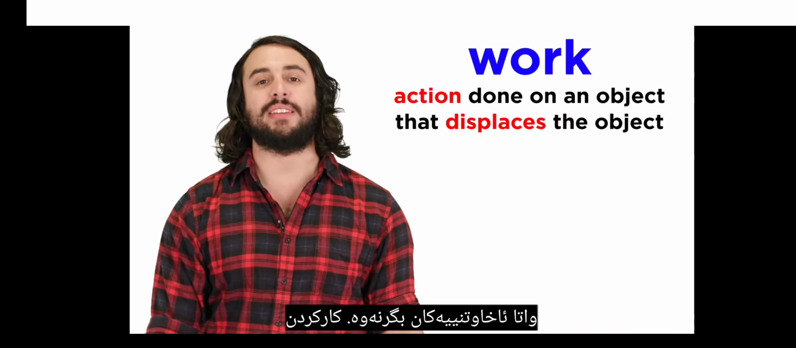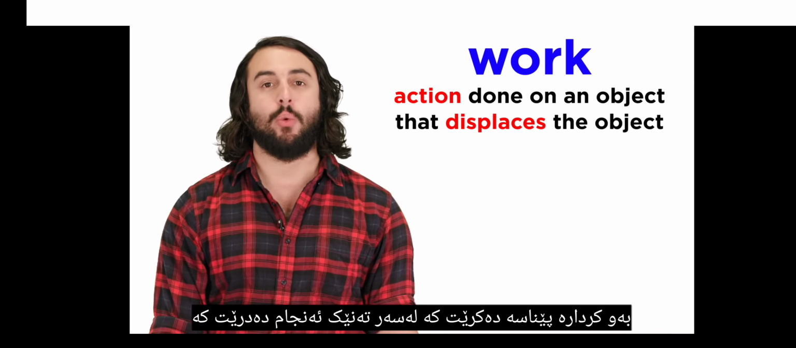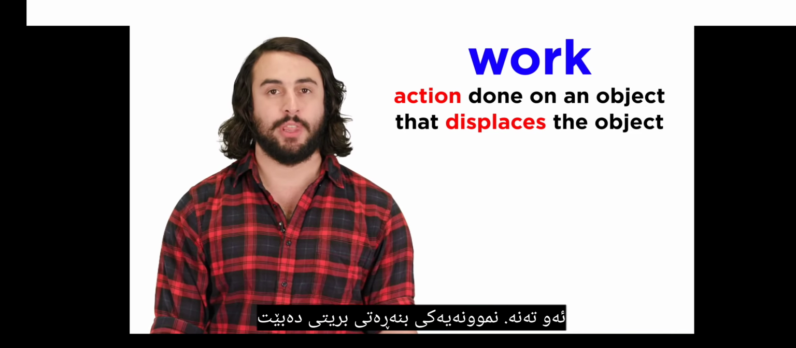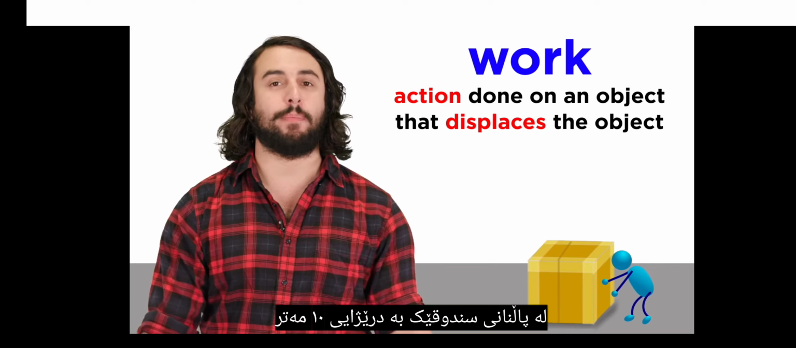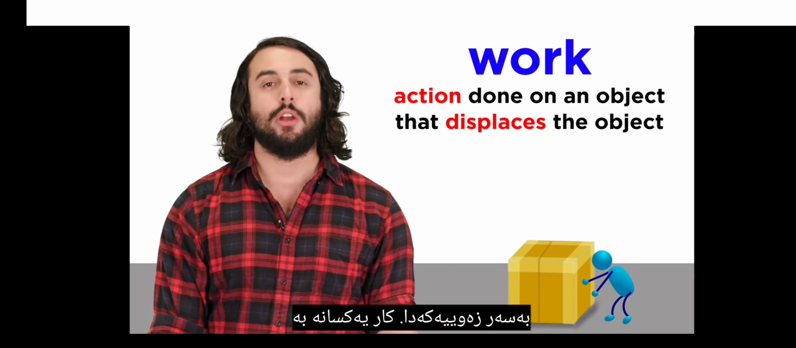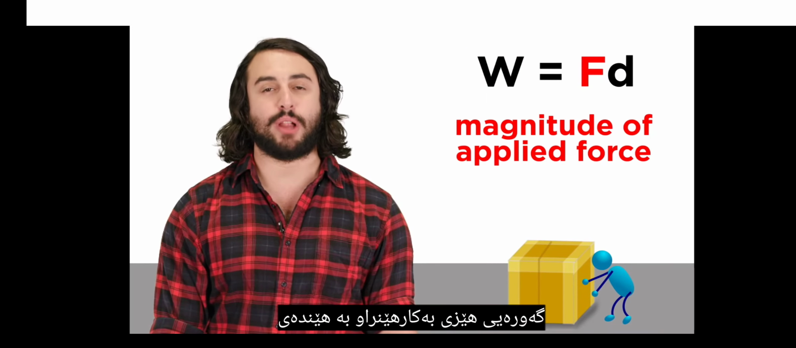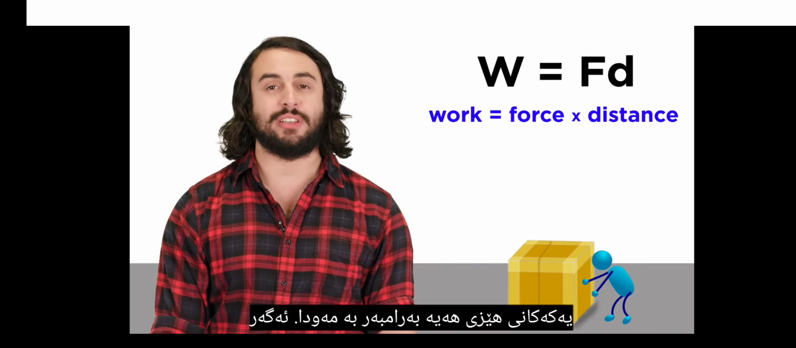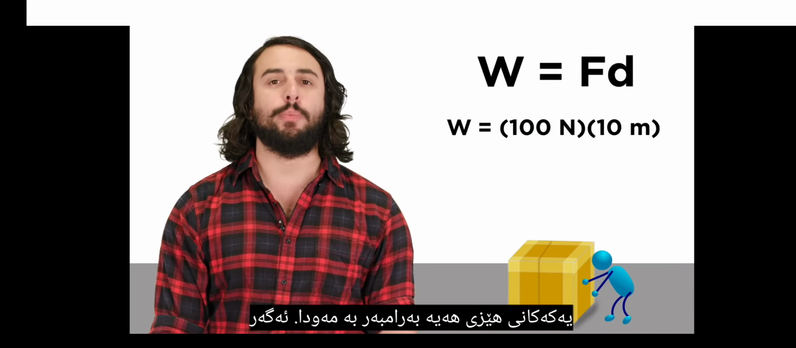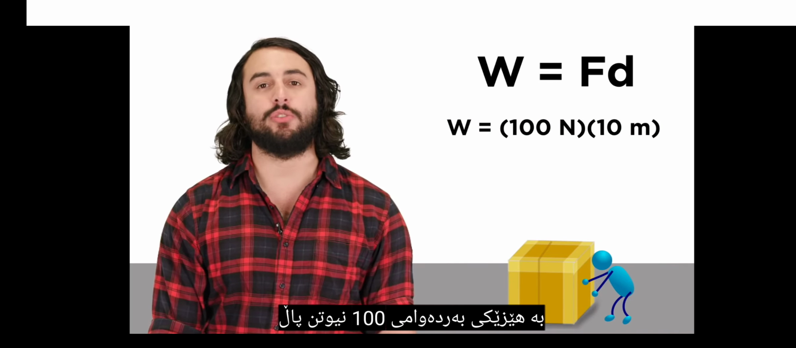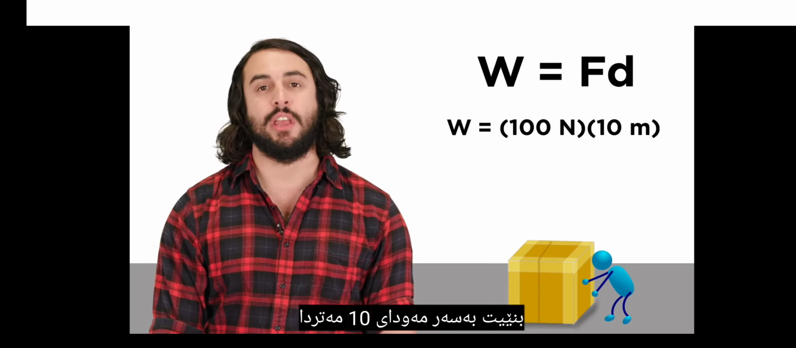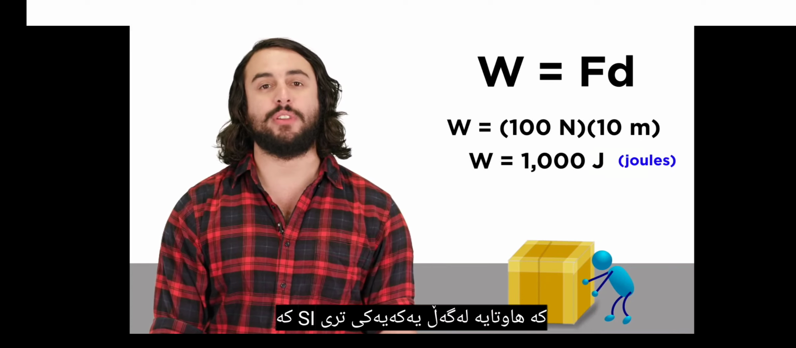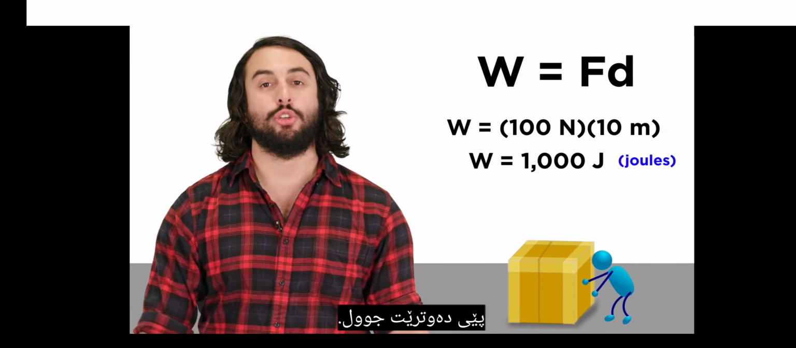Work is defined as action done on an object whereby an applied force causes a displacement of that object. A basic example would involve pushing a box 10 meters across the floor. Work is equal to the magnitude of the applied force times the displacement of the object, so it has units of force times distance. If you push with a constant force of 100 newtons over the 10-meter distance, you would do 1,000 newton meters of work, which are equivalent to another SI unit called joules.